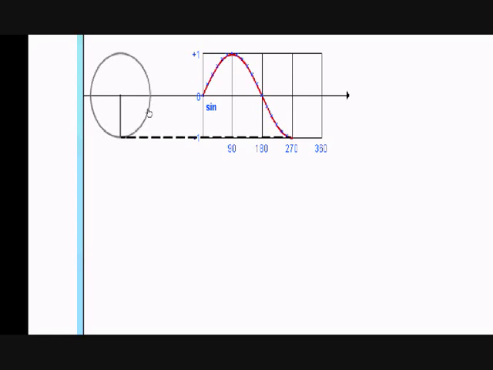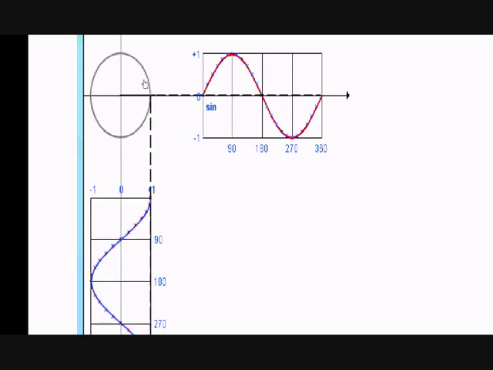As the point moves towards 360 degrees, you will notice that the y value gets reduced and becomes 0 at 360 degrees. Therefore, this is a typical sine curve: 0, 1, 0 here, -1, and 0 at 360, when the particle makes one full complete rotation.